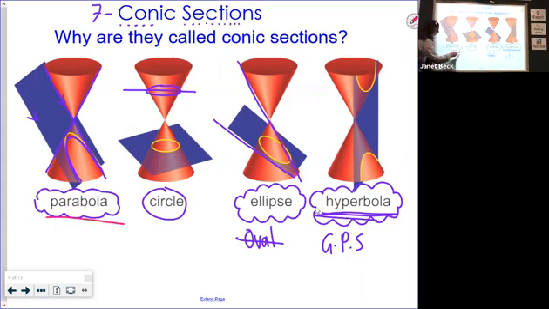But for the first few days, what we're going to look at is parabolas, and these are going to seem quite familiar.